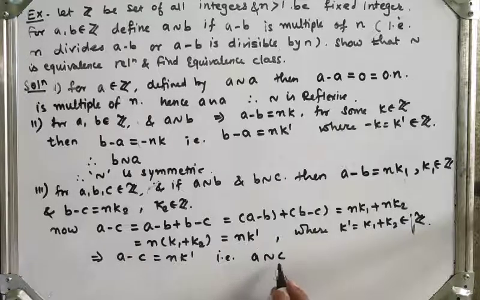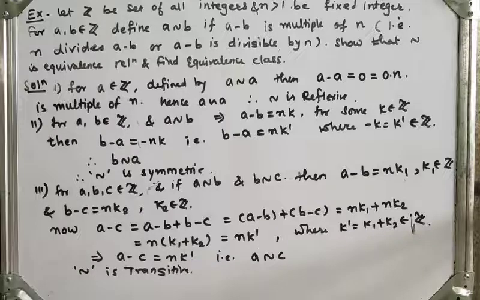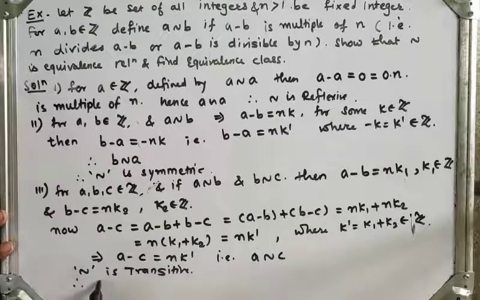So A equivalent to C means tilde is transitive. So here tilde is reflexive, symmetric and transitive. Therefore tilde is an equivalence relation.